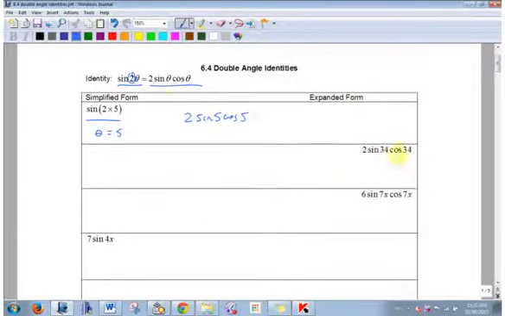This is an expanded form. That's in this form, 2 sine theta cos theta. So what's theta? Sometimes it's helpful to write it down. Well, theta's got to be 34. Okay? So I can write that in this form, sine of 2 times theta, otherwise known as sine of, what's 2 times 34? 68.